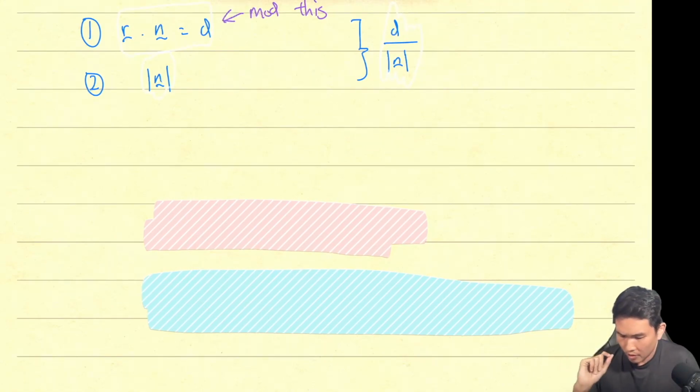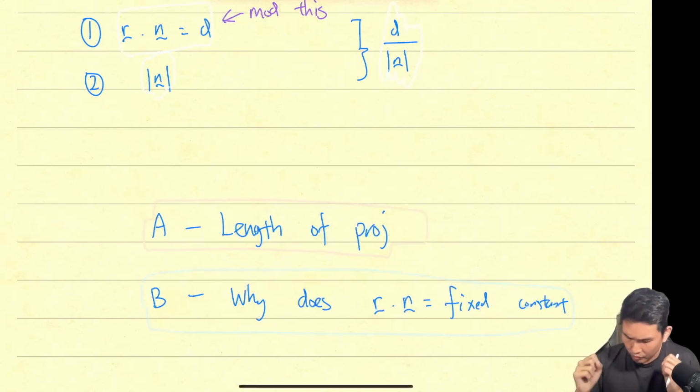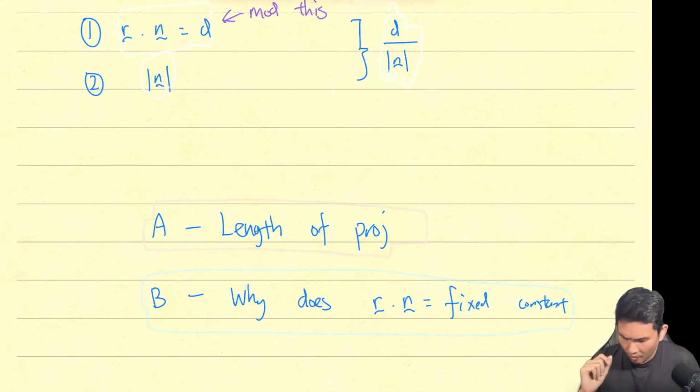So, first of all, you need to know length of projection really well. Number 2, you also should have come across this problem in your head. Okay, why is the scalar product form so crazy? By crazy, I mean that, think about it, r dot n equals a fixed constant. Why is that so? Let's first start with length of projection.